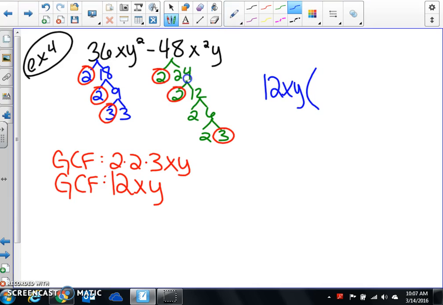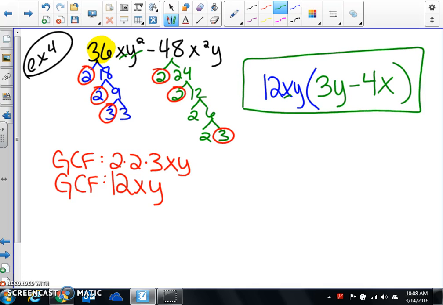All right, so now I'm going to go back over here. 36 divided by 12 is 3. I had 1 X, I took the X out, so it's gone. I had 2 Y's, I took 1 Y out, so I have 1 Y. Negative 48 divided by 12 is negative 4. I had 2 X's, I took 1 out, so I'm left with 1 X, and I had 1 Y, took that 1 Y out, so I'm done. So this is my completely factored.